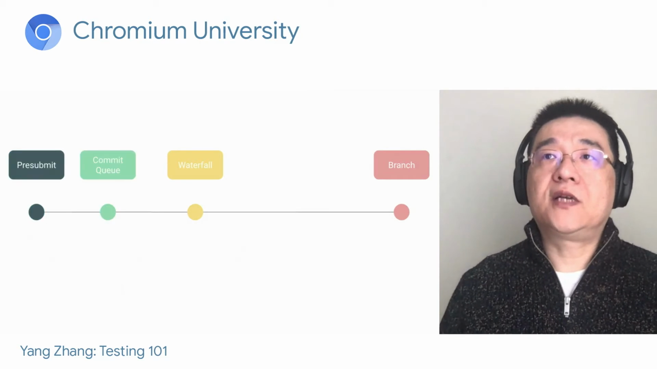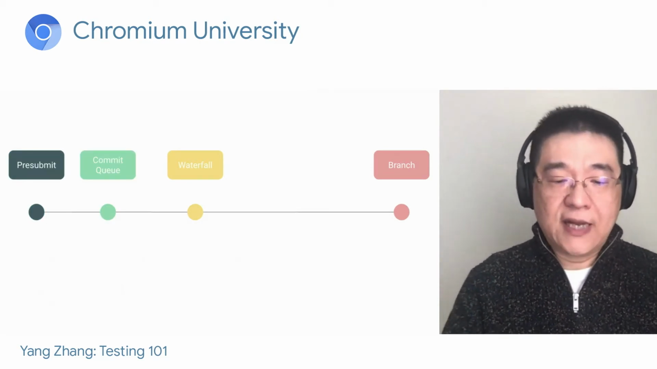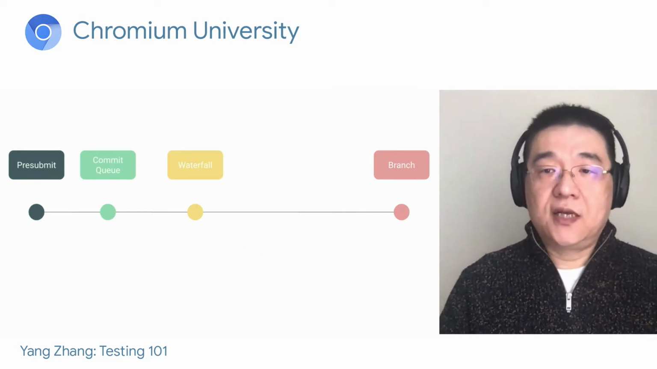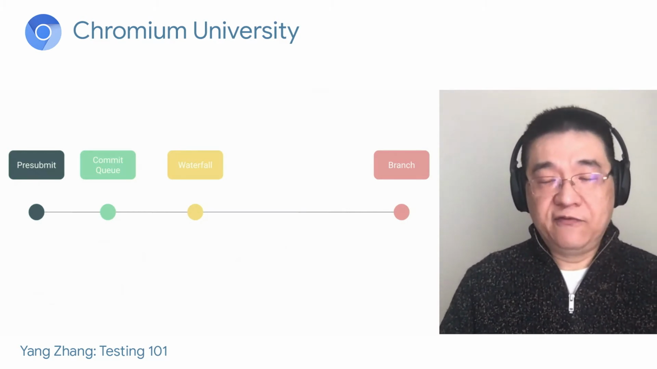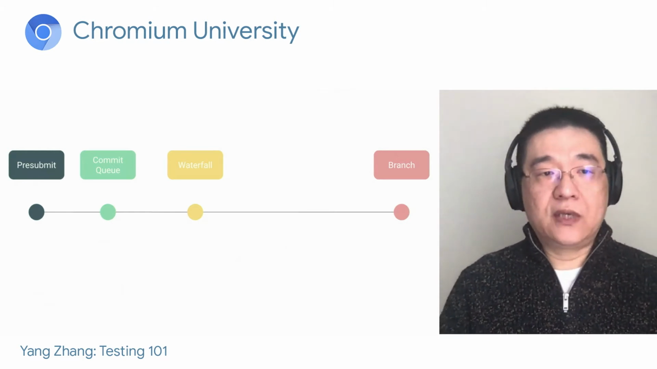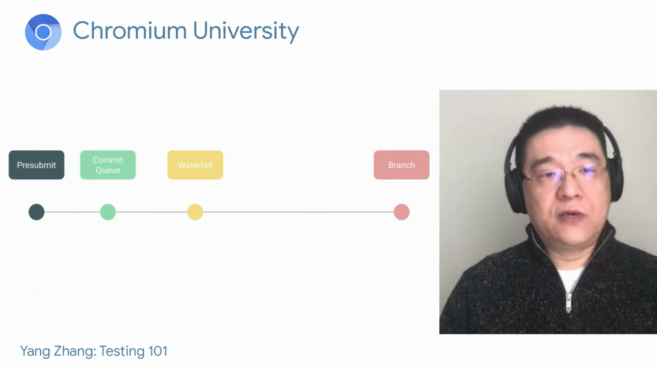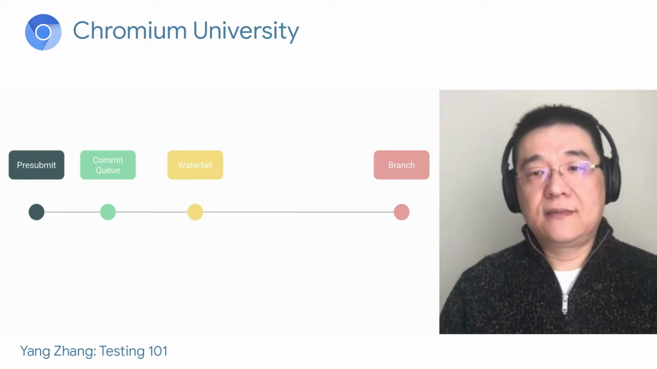The pre-submit test is where you make sure, before you submit, that the code is safe and of good quality. You don't want your co-workers to break. You don't want your code to break other people's code. So you need to run tests before you check in.